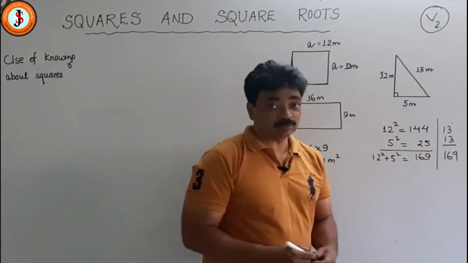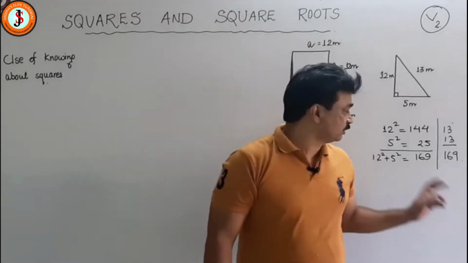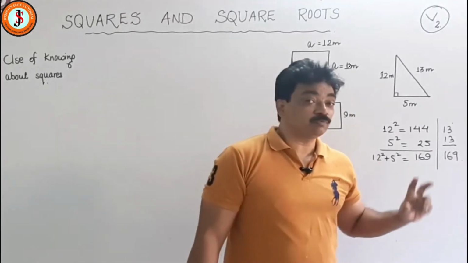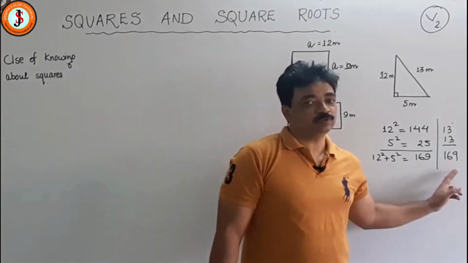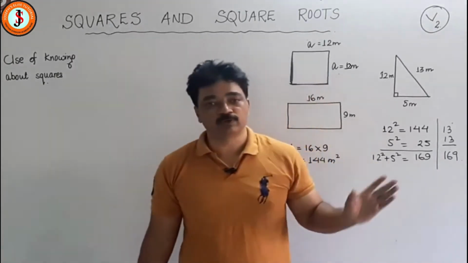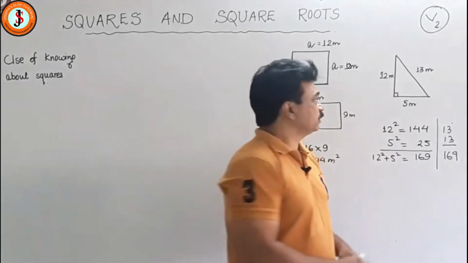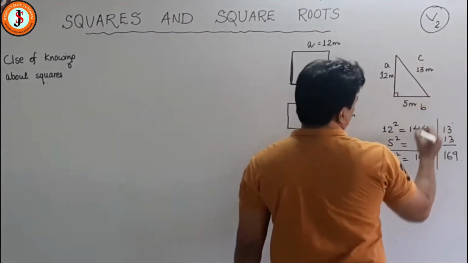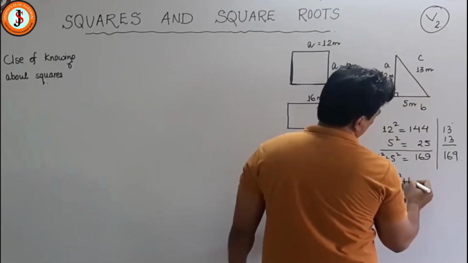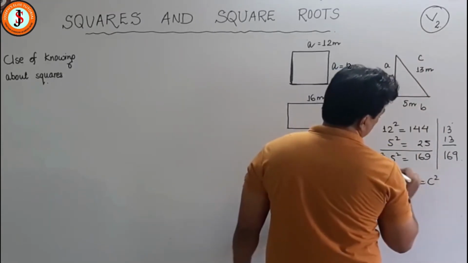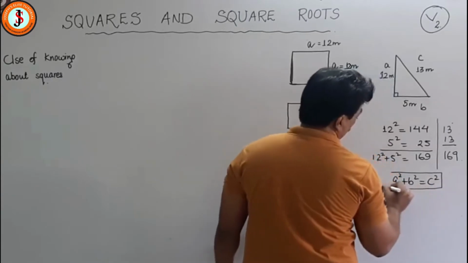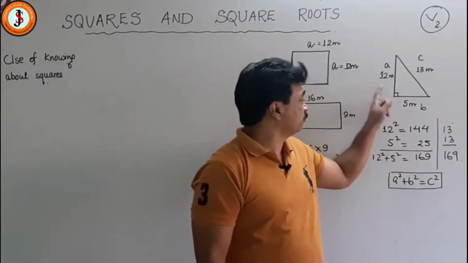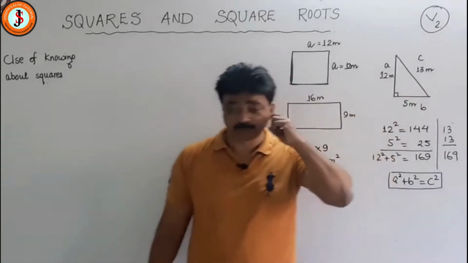So that means all the right angle triangles will have this property. The sum of the squares of the smaller two will be equal to the square of the larger one, that is the hypotenuse. So if I take this as C and these as A and B, then A square plus B square will always be equal to C square. This is also called the Pythagoras theorem. And the Pythagorean triplet will be 12, 5 and 13.